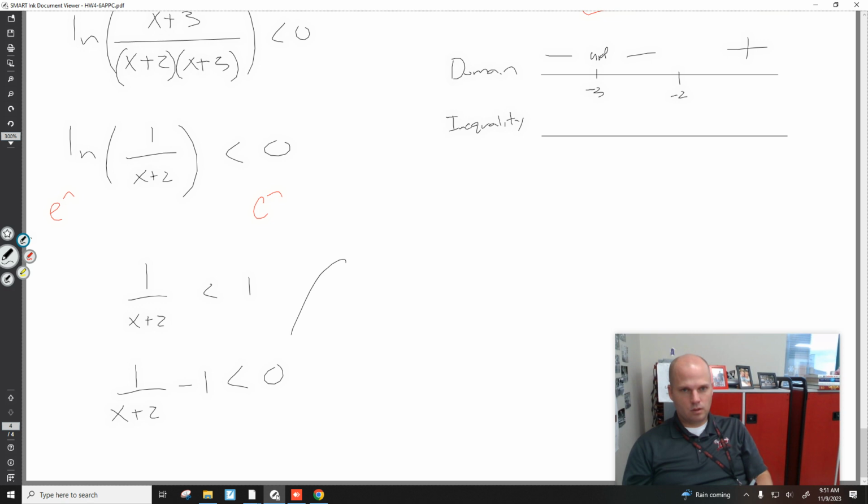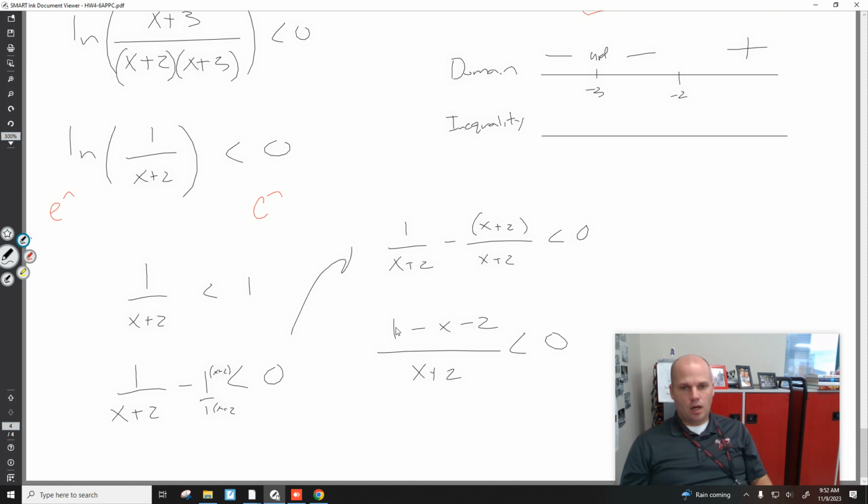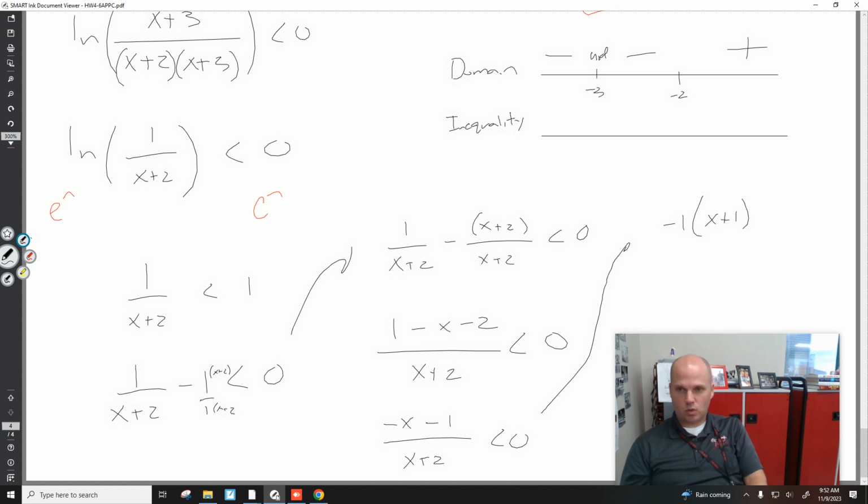I will write 1 over x plus 2 as x plus 2 over x plus 2, minus x plus 2 over x plus 2 has to be less than 0. I get 1 minus x minus 2 over x plus 2 has to be less than 0. 1 minus 2 is minus 1, so I get negative x minus 1 over x plus 2 has to be less than 0. I'm going to factor out a negative 1. I get x plus 1 over x plus 2 has to be less than 0.